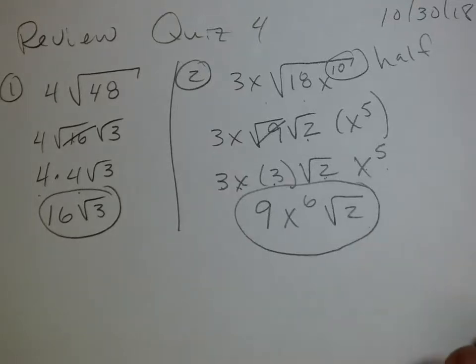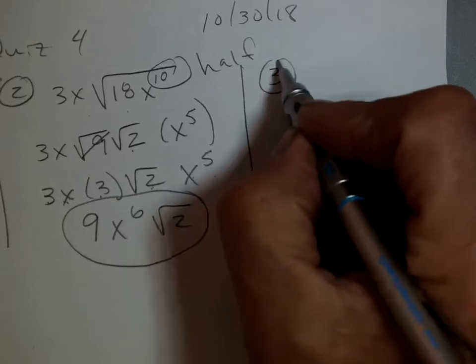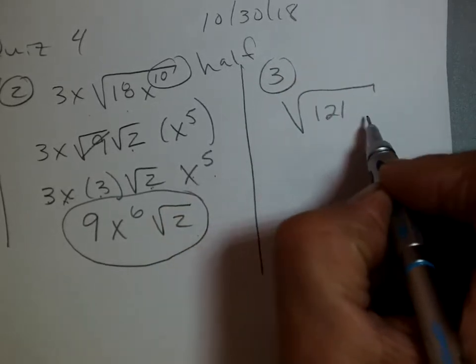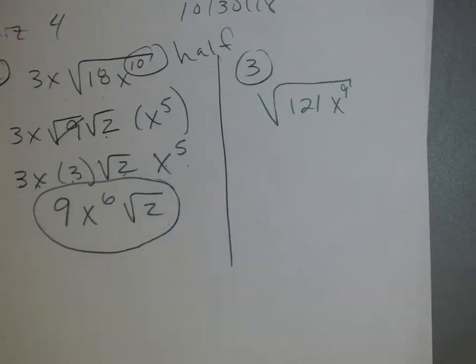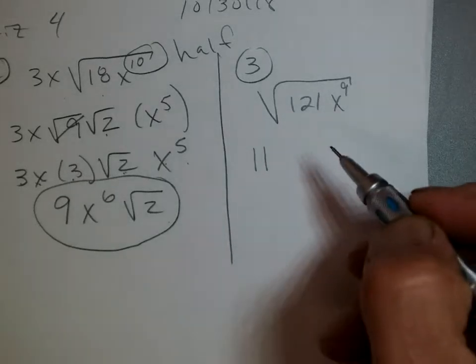Okay, should we do number 3? Yes. Okay, number 3. I've got a square root of 121 x 9. Now 121. 11? I think it is. Nice job, Andy. I think it's 11. 11 times 11. Square root of 121 is exactly 11. Not the square root of 11, just exactly 11.